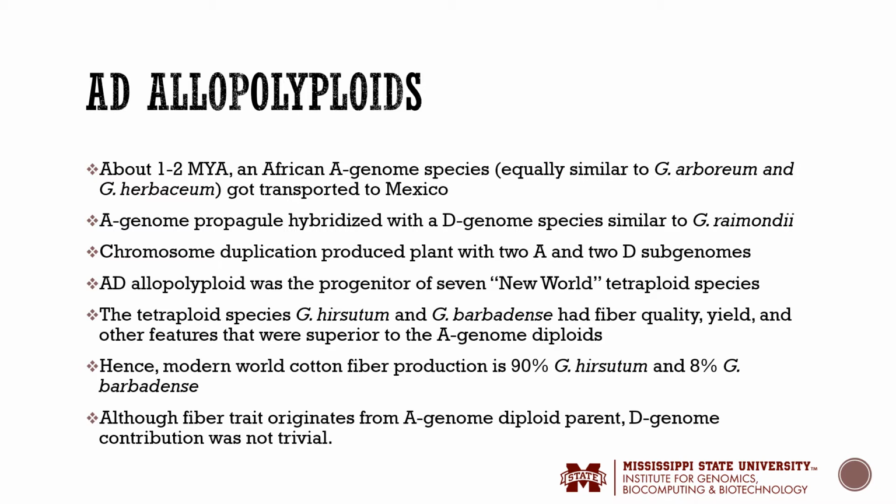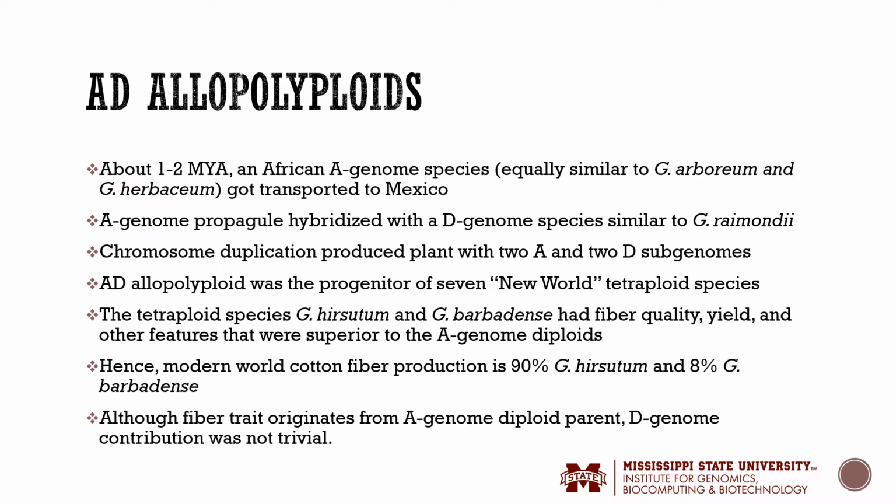The AD allopolyploid was the progenitor of 7 New World tetraploid species. 2 of the allotetraploid species, Gossypium hirsutum, also known as upland cotton, and Gossypium barbadense, also known as Pima cotton, collectively account for 98% of cotton fiber production today.